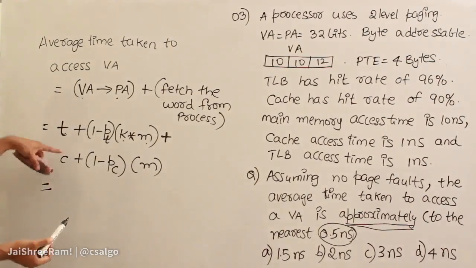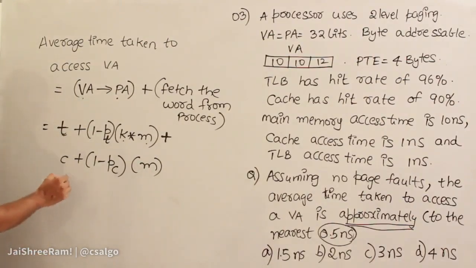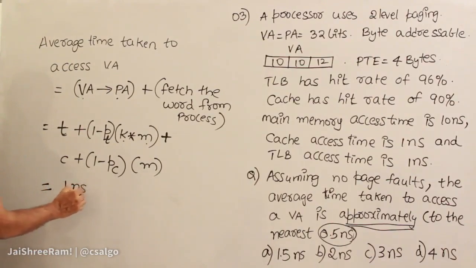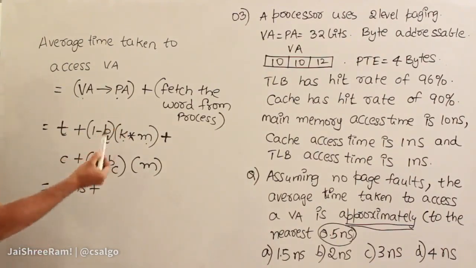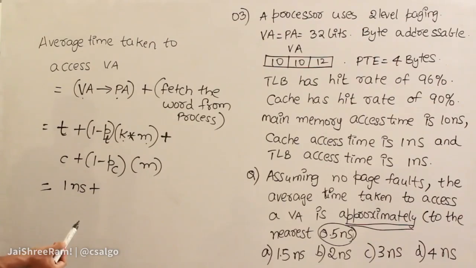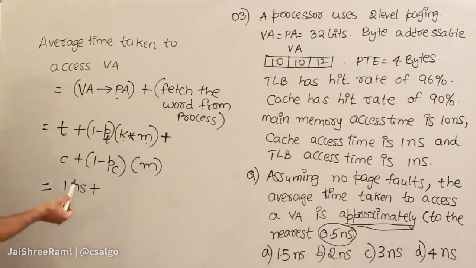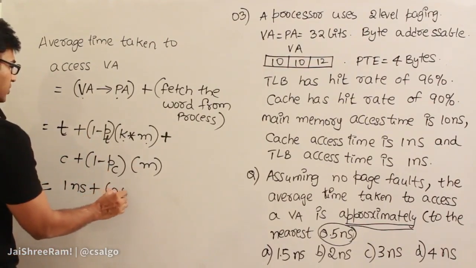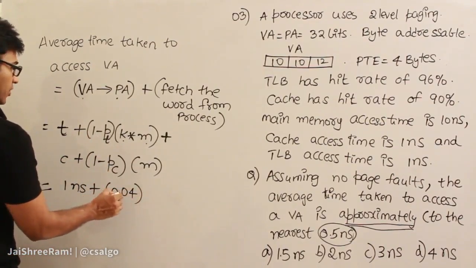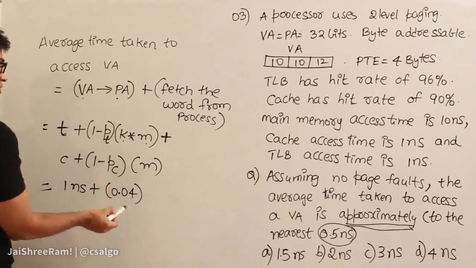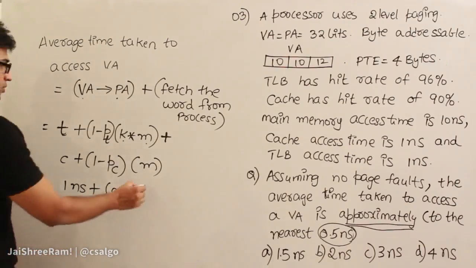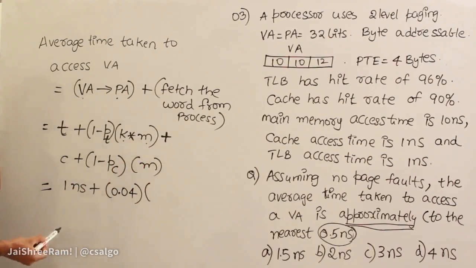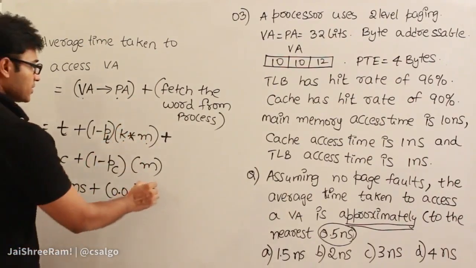TLB access time and cache access time both are 1. So in this case, TLB access time is 1 nanosecond plus, what is the hit rate of the TLB? TLB hit rate is 96%. Then what is the TLB miss rate? 4%. 4% means 0.04. See, 4% is not 0.4. You might make a mistake there. 4% means 0.04 into K into M. So what is K? The number of levels. Number of levels is 2.